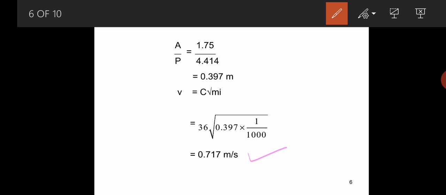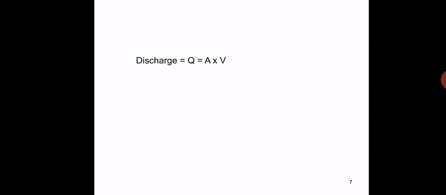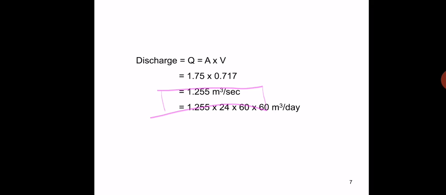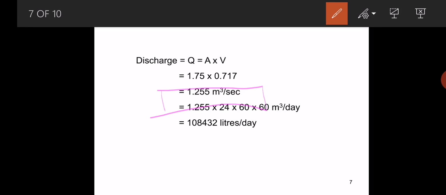From that formula we get V equal to 0.717 meters per second. Next we go for the discharge. Discharge is equal to A into V. Already we know the A and V values, so we get Q equal to 1.255 meter cube per second. This is the discharge of the given problem. He has asked in liters per day, so it should be converted into liters per day. After simplifying, we get the discharge equal to 108,432 liters per day. This is the discharge in liters per day for the given problem.